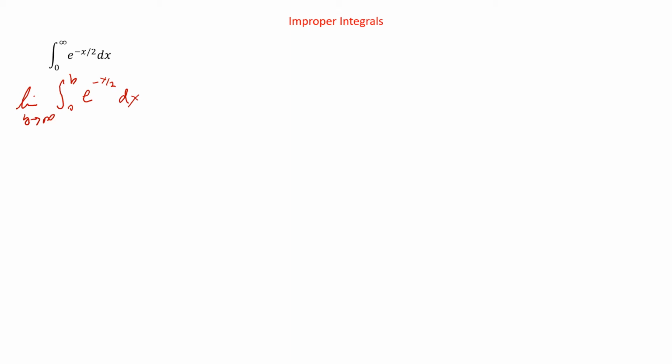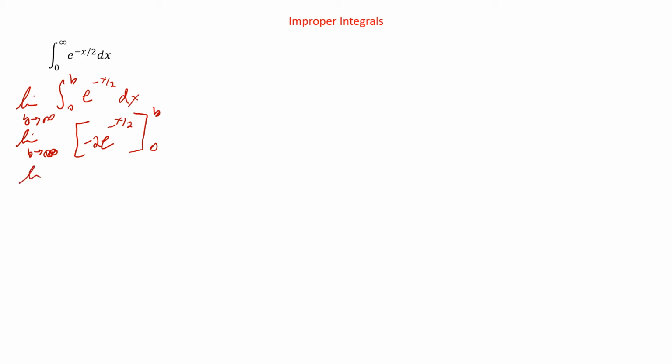So we'll have the limit as b goes to infinity of e to the negative x over 2. The antiderivative of e to the something is going to be e to the something. So we still have e to the negative x over 2 divided by the derivative of the exponent. The derivative of that is going to be negative 1/2. When we divide by negative 1/2, that's the same thing as multiplying by negative 2. And we're still going from 0 to b.